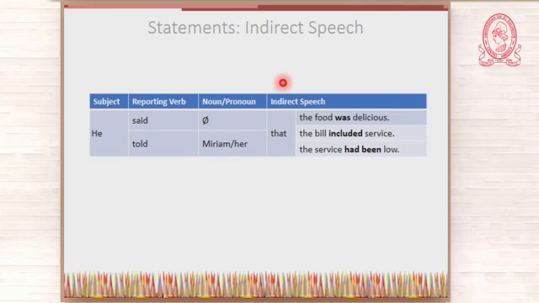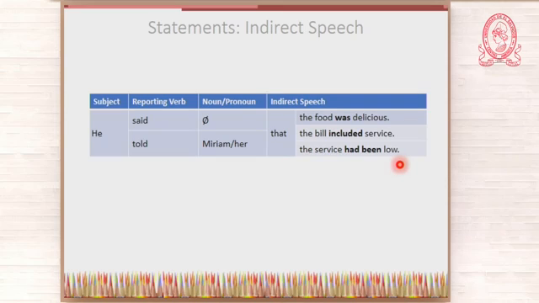Okay, now let us say it again. He said that the food was delicious. Past tense, past tense. Okay, here you change the verb. If the original quotation was in present, you change it to past. Okay, let us see the other one. He said that the bill included service. Past tense, past tense. But if you remember, the last sentence was in the past tense. The service was low. Remember in the previous slide? Okay, if it was in the past, what tense do you use here? You use the past perfect. And then you say, he said that the service had been low.